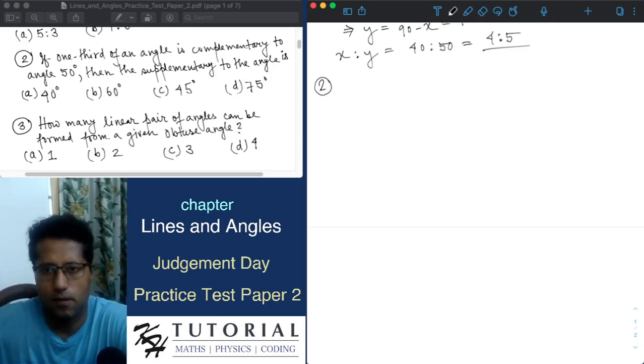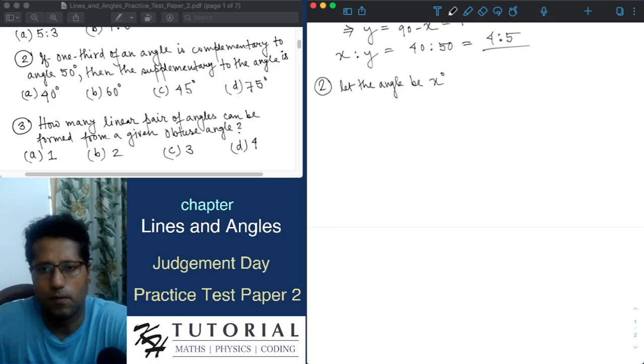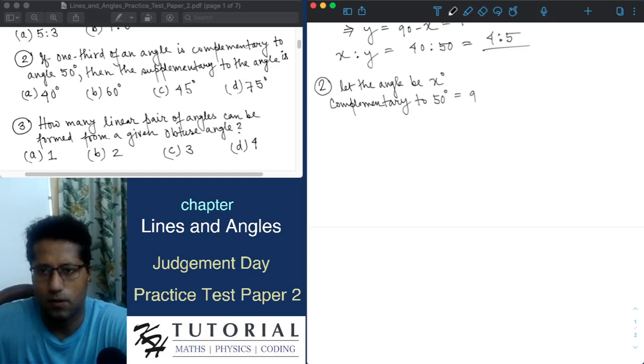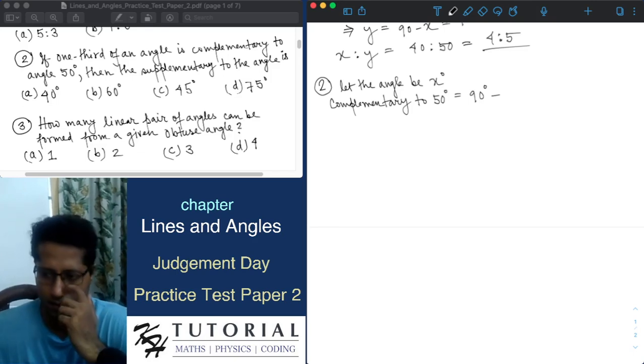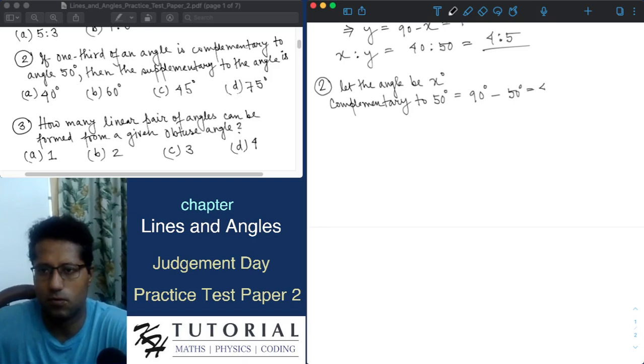Now let the angle be x degrees. Now complementary to 50 degrees is equal to, we know complementary angles are angles whose sum is 90 degrees. So if one is x degrees, the other angle has to be 90 minus x. So complementary to 50 degrees is 90 minus 50 degrees. This is equal to 40 degrees.